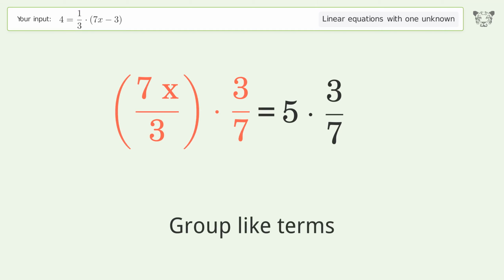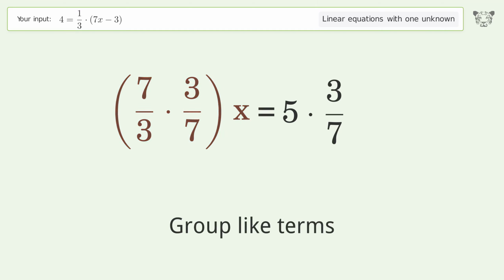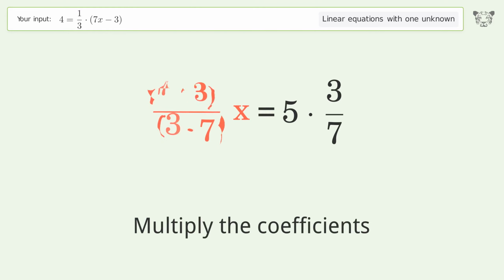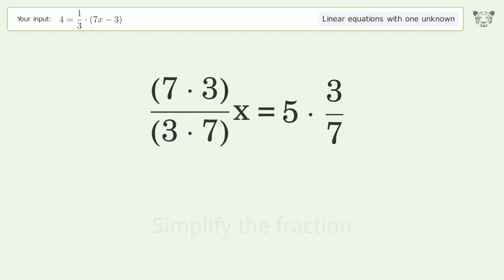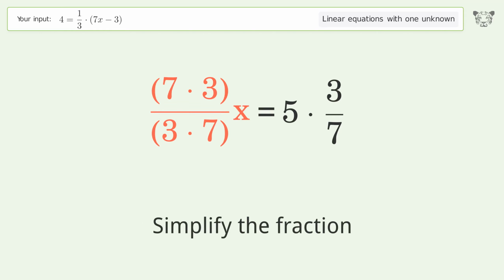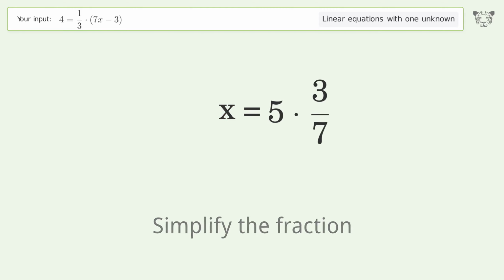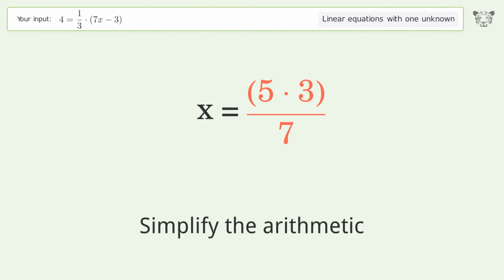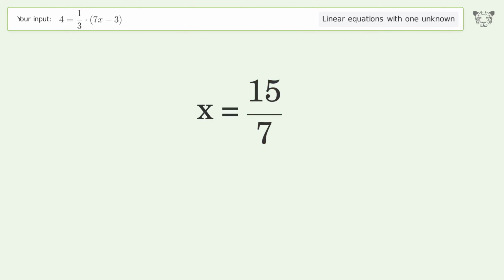Group like terms. Multiply the coefficients. Simplify the fraction. Multiply the fractions. Simplify the arithmetic. And so the final result is x equals 15/7.